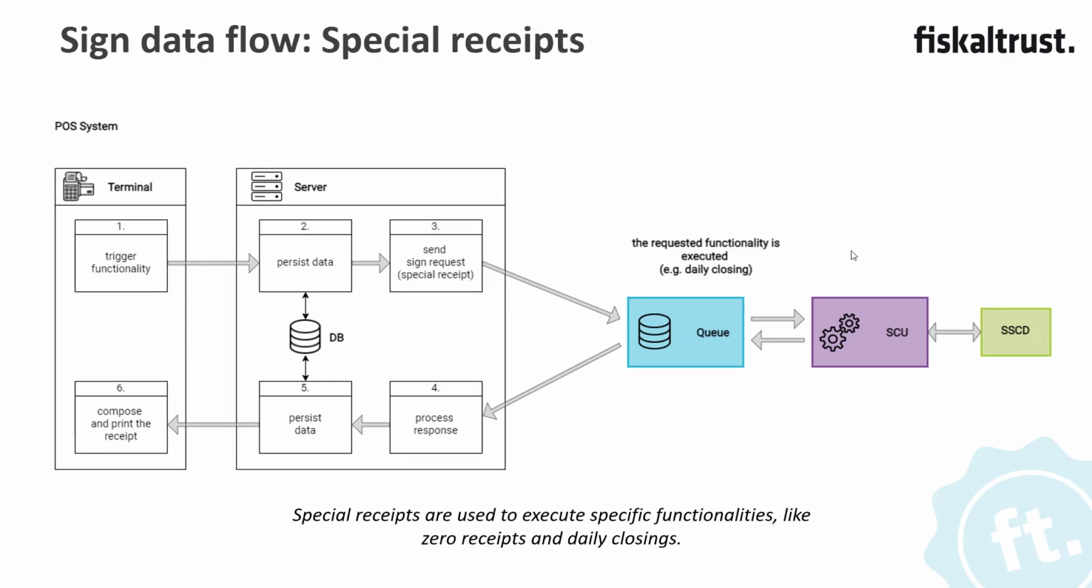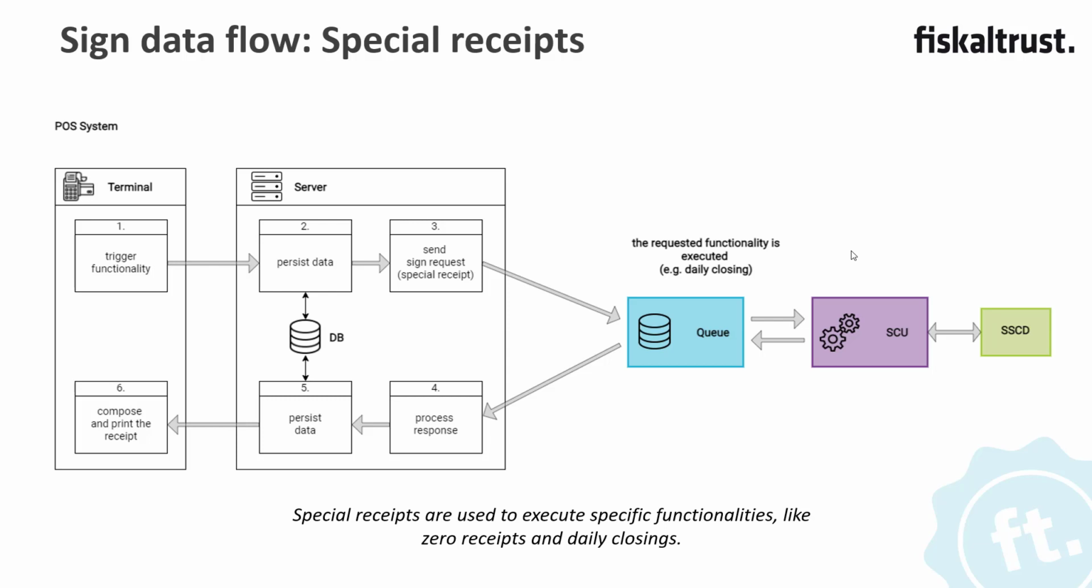Okay, so this was pretty easy for regular receipts. Good news is that it's actually nearly the same for special receipts. A special receipt, in this case, is used to execute specific functionalities. This could be a zero receipt, it could be a daily closing receipt, or maybe you would send one when you put the queue or the middleware into operation in the very beginning of the lifetime of the cash register.